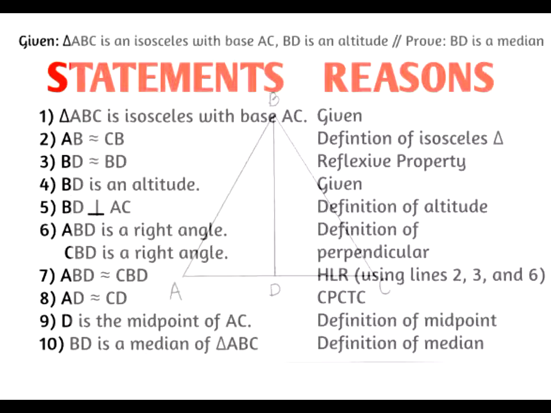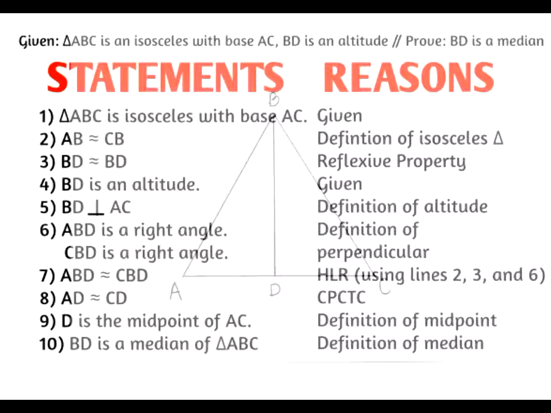Here's the proof. Statement 1. Angle ABC is isosceles with base segment AC. Reason, it's given. Statement 2. Segment AB is congruent to segment CB. Reason, definition of isosceles triangle. Statement 3. Segment BD is congruent to segment BD. Reason for statement 3, reflexive property. Segment BD is an altitude. This is for statement 4. Reason, it's given.